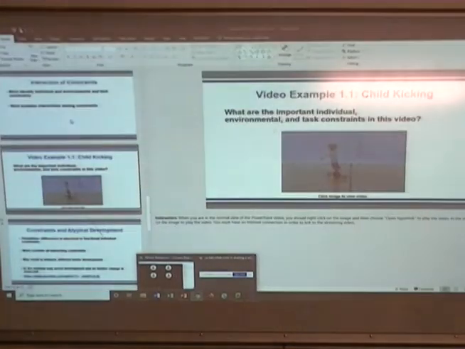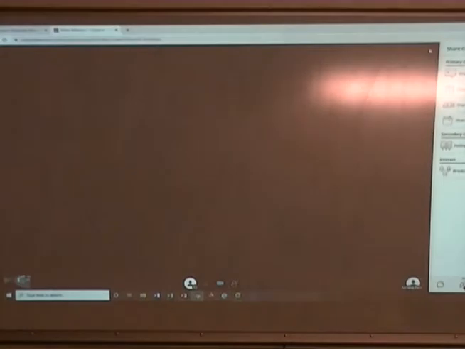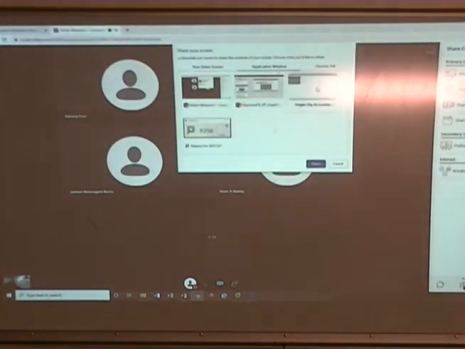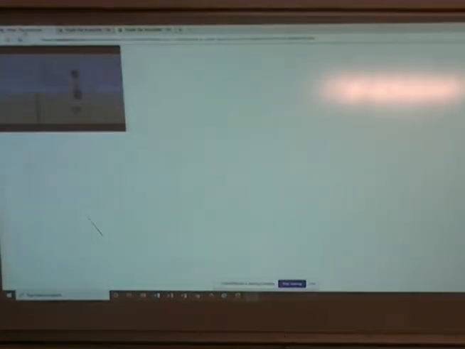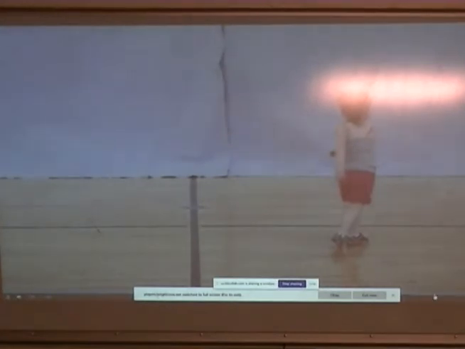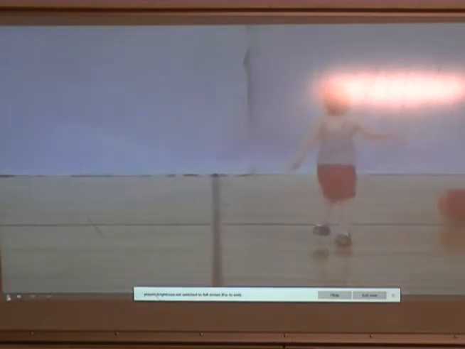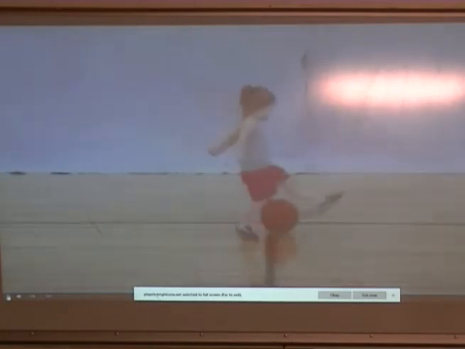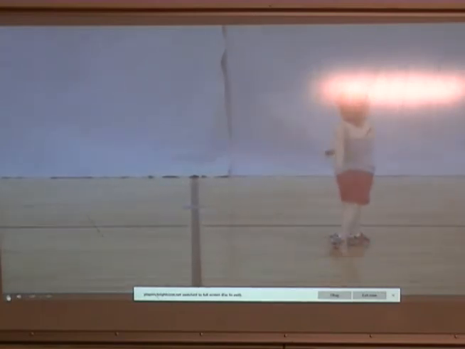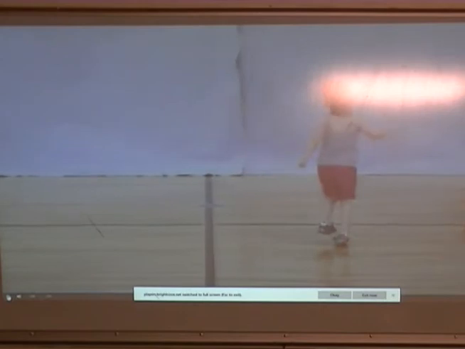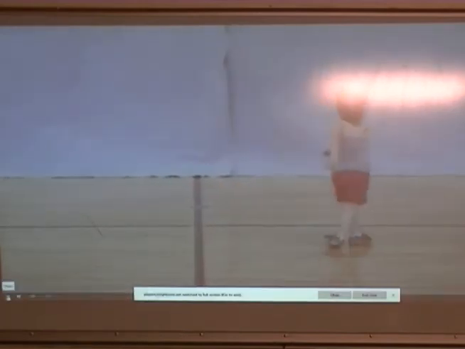Let's have a look at a piece of video and see how we apply some of these ideas. Let's get rid of that one. Okay, I want this one. All right, let's make it bigger. So this is one of the film clips that is at your website, all right? And we're going to look at this kicking skill. And I have to keep pressing the arrow because they didn't put it on automatic repeat. So we don't have a soundtrack. I'm assuming that they told this young girl to run and kick the ball.